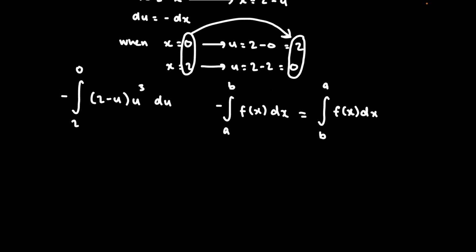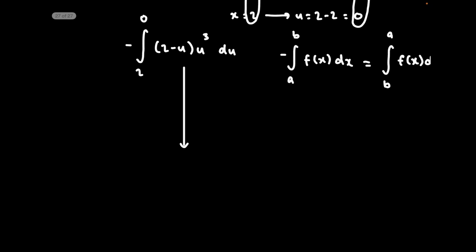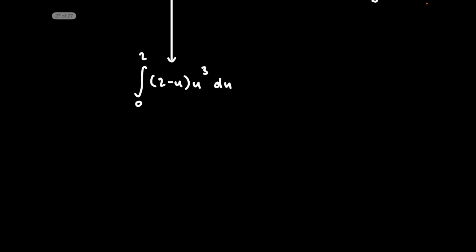So how can I apply that in this question? This is the same thing as the integral from 0 to 2, and we can get rid of the negative, of (2 take u) times u to the power of 3 du. Much better, because now we have ascending values of our integral powers. So let's keep going. This is the integral from 0 to 2 of 2u cubed minus u to the power of 4, and this is just u to the power of 1, so I added the indices together, du.